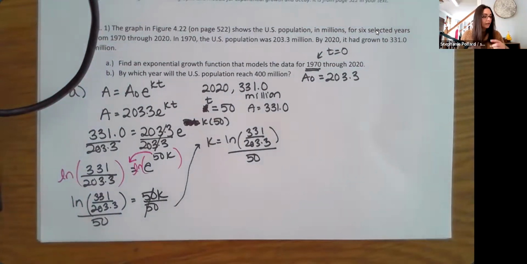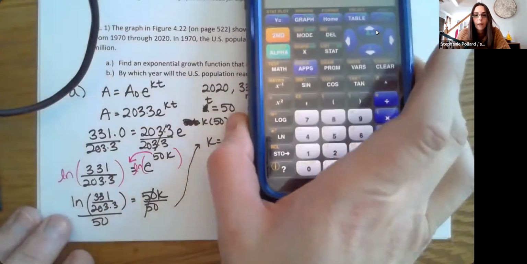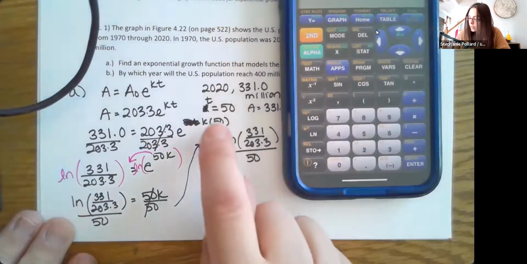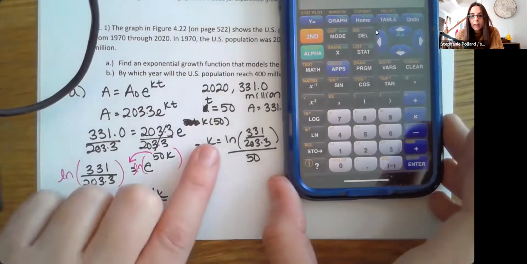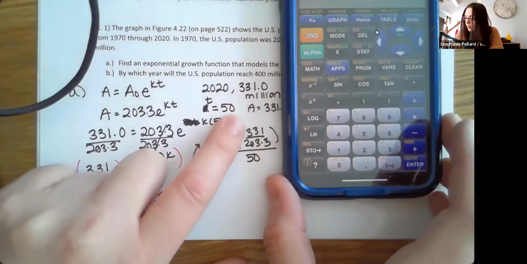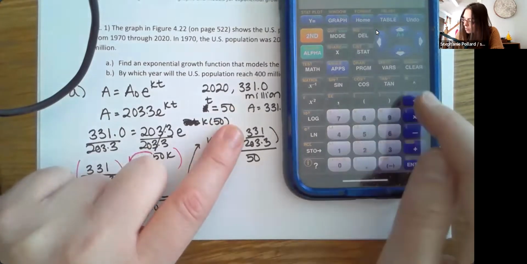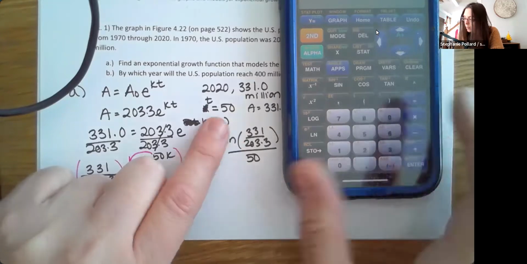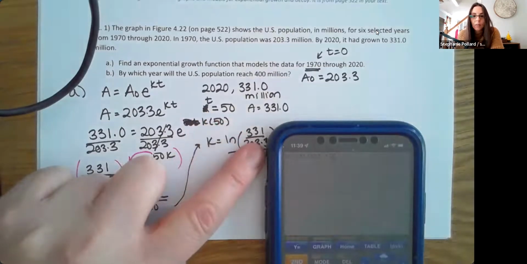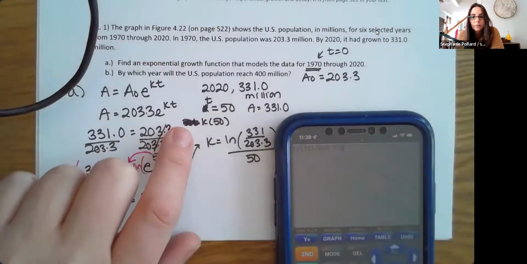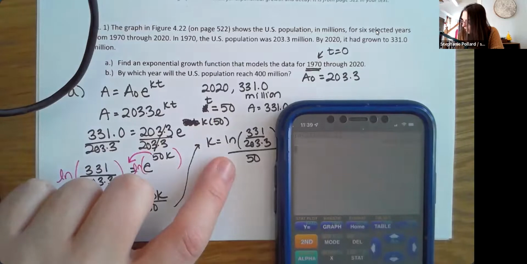So that's the exact value. And then what you could do is you could use your calculator here to find out what k is. So I'm going to take out my calculator. I'm going to start by doing the natural log first. And then notice how it's just one natural log with the division. So 331 divided by 203.3. And then I'll close my parentheses. So it looks like this. I just have one natural log there. And then I'm going to divide that by 50.